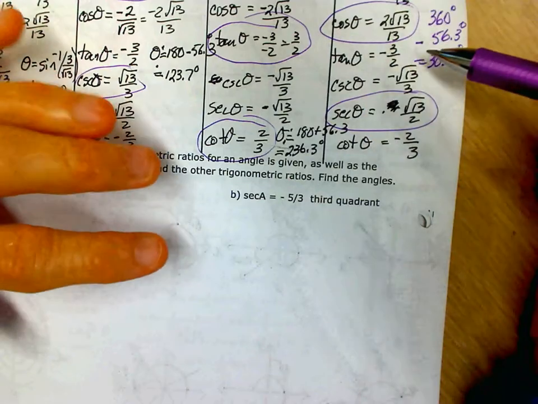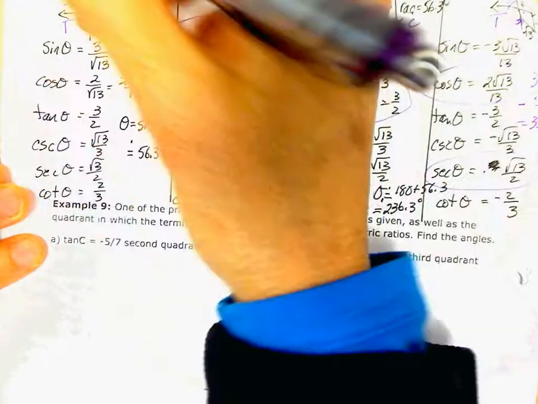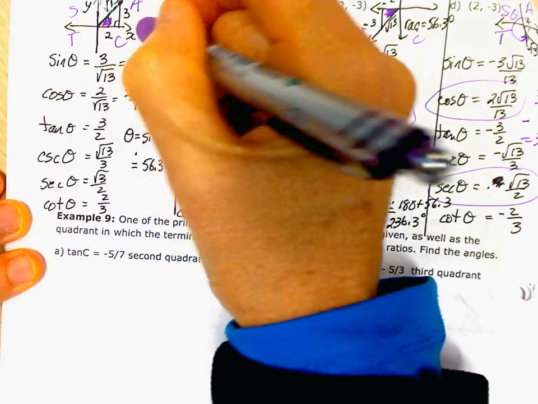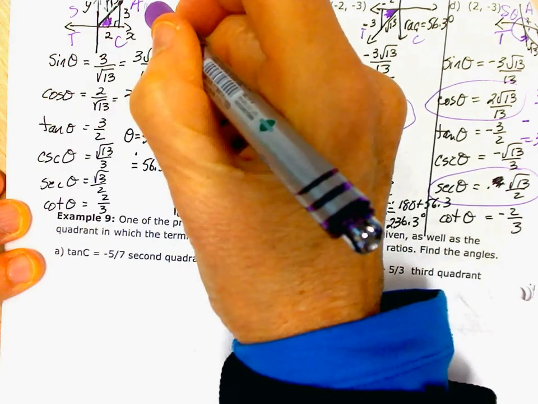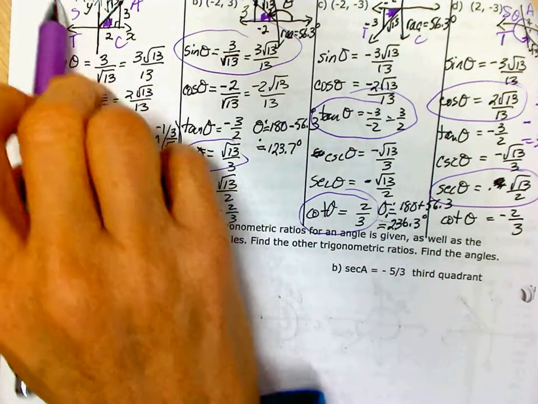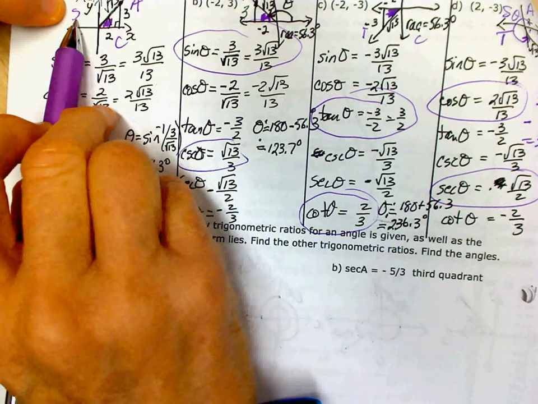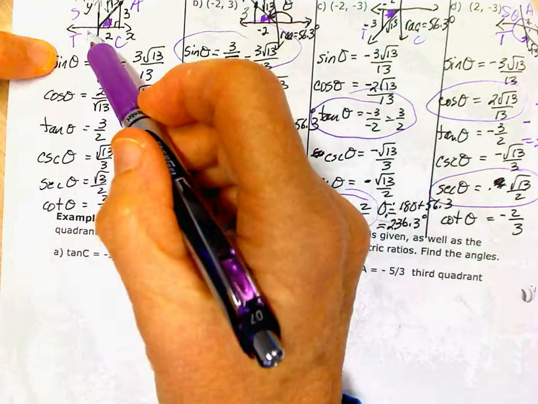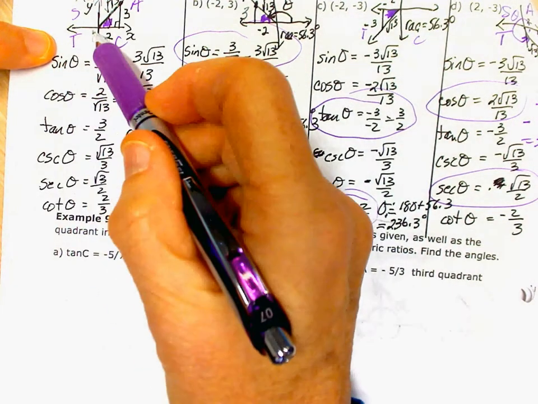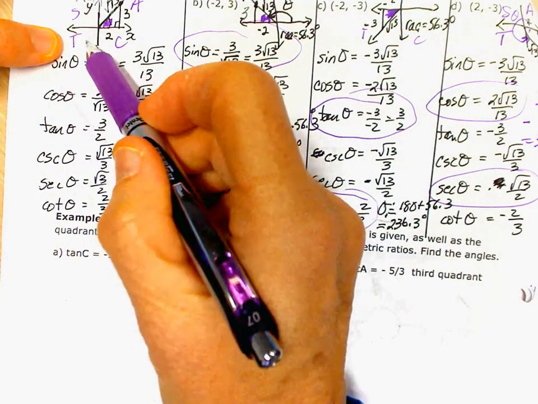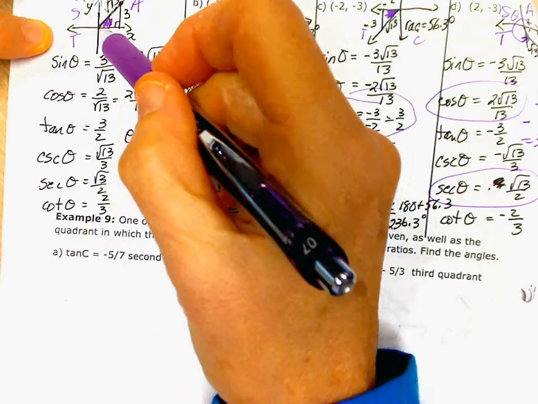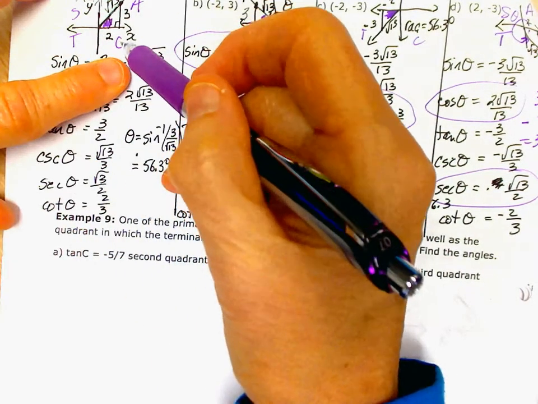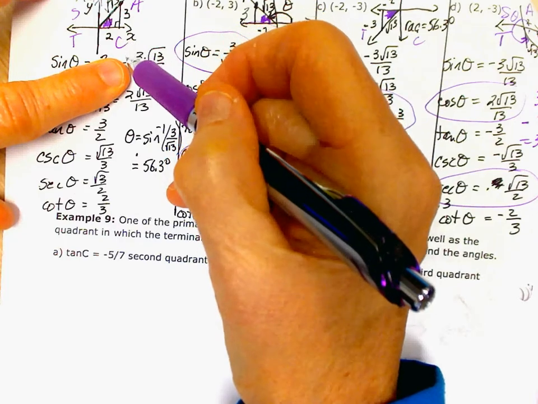The signs are different. If an angle has a terminal arm in quadrant number 1, all of them are positive. If the terminal arm is here, sine and its reciprocal are positive, everything else is negative. If the terminal arm is here, tangent is positive, everything else is negative. If the terminal arm is here, cosine is positive, everything else is negative.